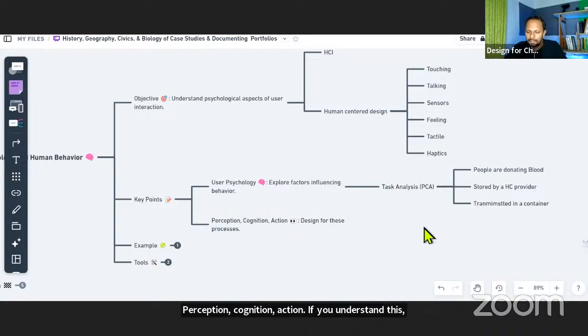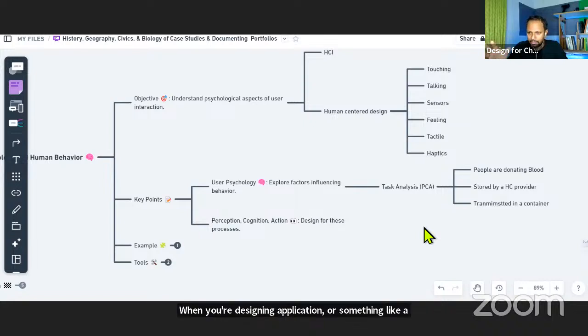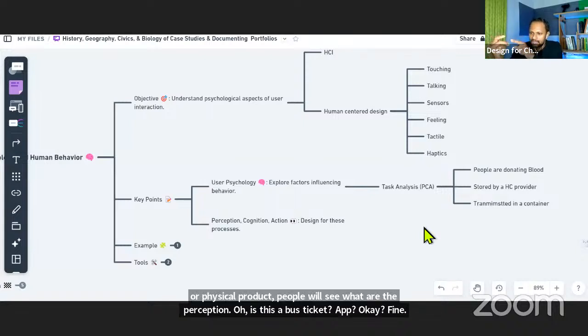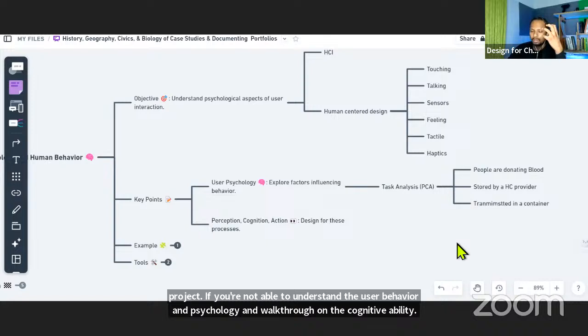Like, let's say you're bringing a project called a cashless management system for bus travelers, okay? When you're designing an application or a physical or digital product, people will ask, what is the perception? Oh, is this a bus ticket app? Okay, fine. Cognition: oh, there is a button available here. Oh, there is a payment scan code available here. Oh, this is a method to pay. Okay, let me take action. You have to understand this task in detail and document it. Any project, if you're not able to understand the user behavior and psychology and walkthrough and the cognitive ability, I'm telling you, you're not doing a project, guys.